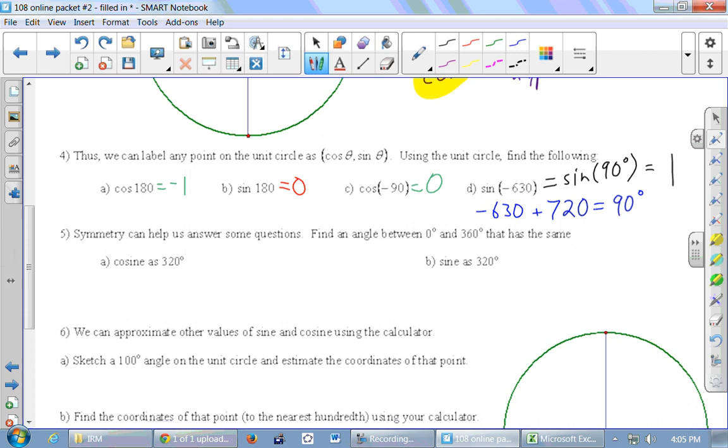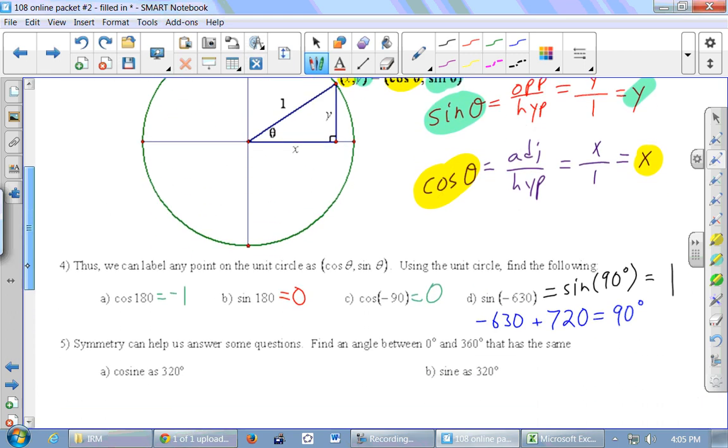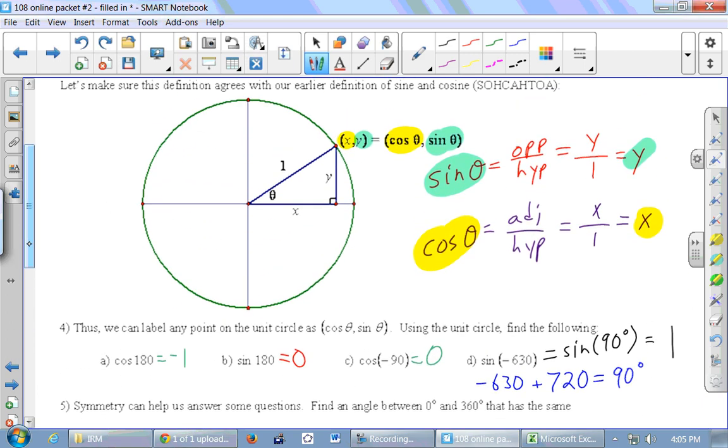Number 5. Symmetry can help us answer some questions. Find an angle between 0 and 360 that has the same cosine as 320, sine as 320. Okay, so I'll keep using this picture that's up here. So first thing to do is find 320 degrees. So 320 is someplace down here, I guess, right? Because let's see, that's 90, 180, 270, and then a little bit more. So maybe 320 is in there somewhere.